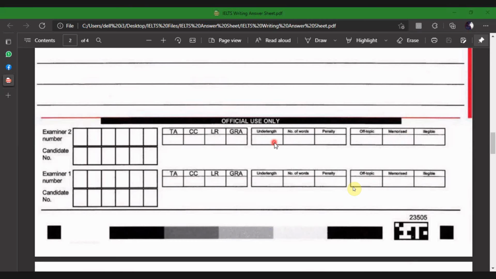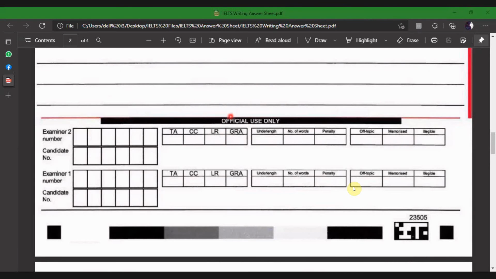Now these are the 6 boxes that we're going to talk about, that you would see in your actual exam, and do not write anything here. This is for the examiners. So, questions? Questions so far? No questions.